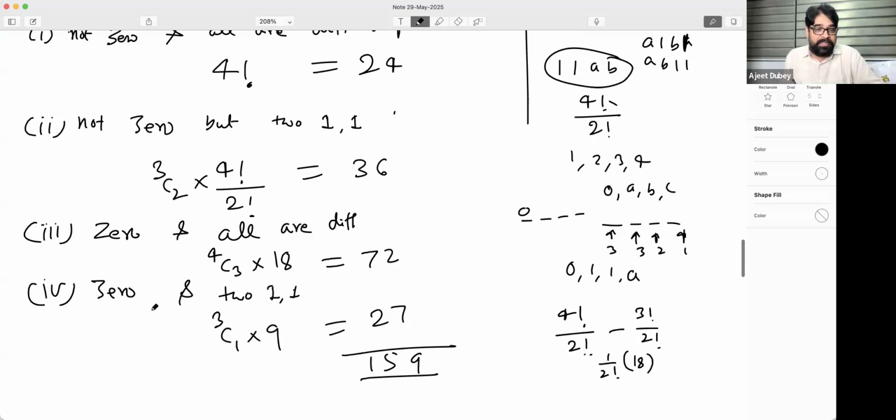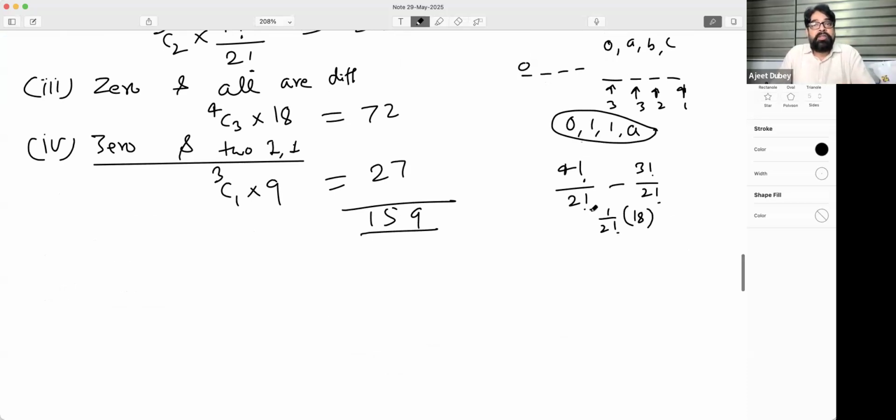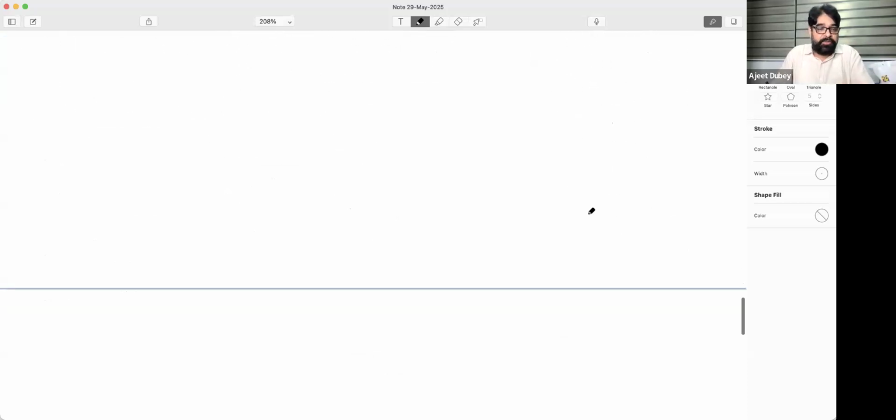For example, in the last case, zeros and 2a, 1 are there. So it's very difficult to make cases. So what we do, by default, we calculate all the numbers, minus those numbers which start with 0. So it will give you the correct answer, and you will avoid a lot of making cases in this.